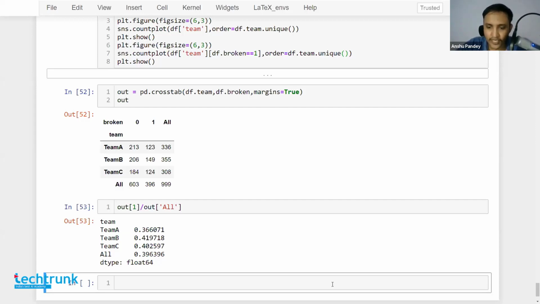Right, so the way it looks, team A is handling the machines a little bit better. They have a slightly lower damage rate. But there is no very huge significant impact, we can say, specifically when it comes to team.